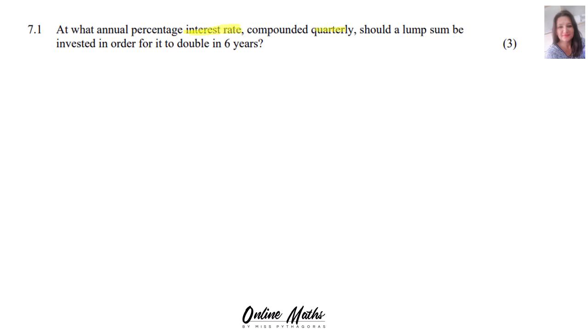Compounded quarterly. Should a lump sum, so we don't know, we're going to call that one X, be invested for it to double? Double means 2x. In the time 6 years. So let's make the summary.